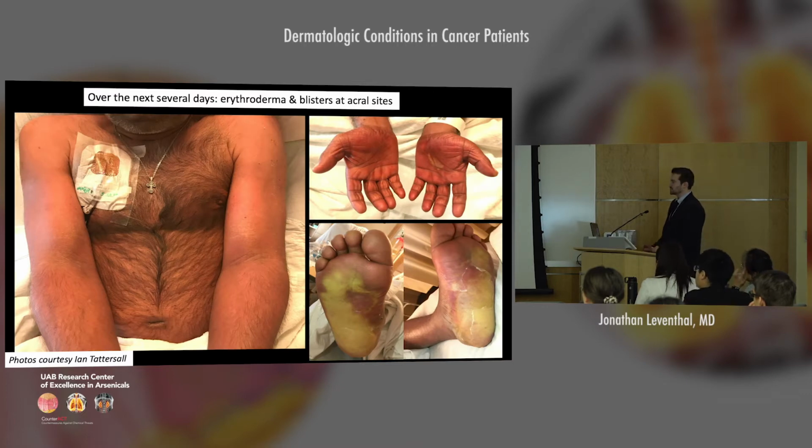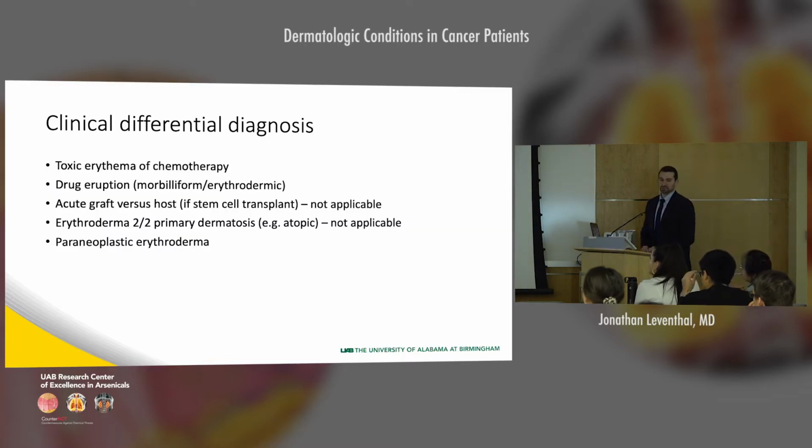And so over the next several days, he developed erythroderma now head to toe with dry desquamative scale. And his hands and feet developed worsening edema, and now as you can see, he had painful blisters develop in the setting of this intense erythema and edema. And so the clinical differential diagnosis at this point was toxic erythema of chemotherapy with an unusual erythrodermic manifestation.